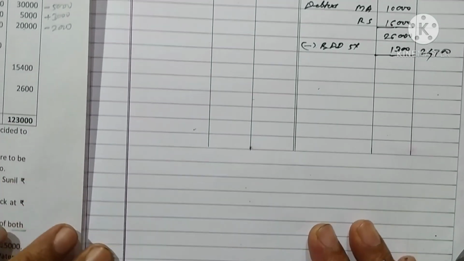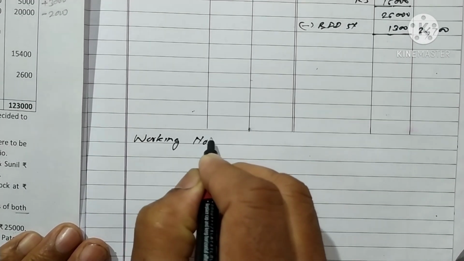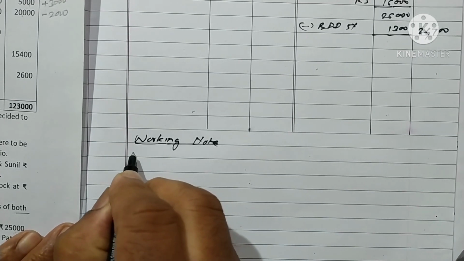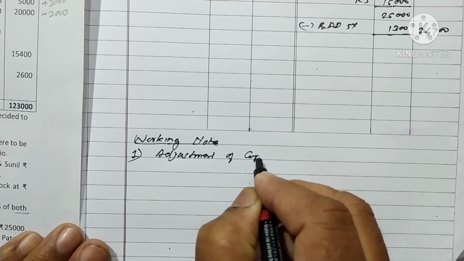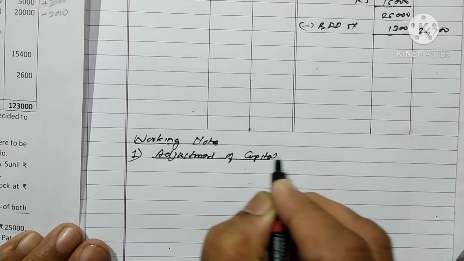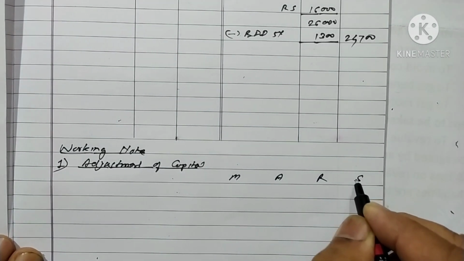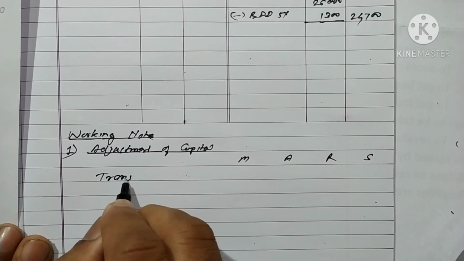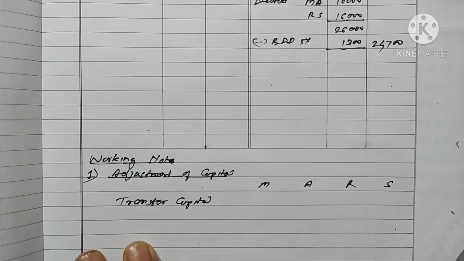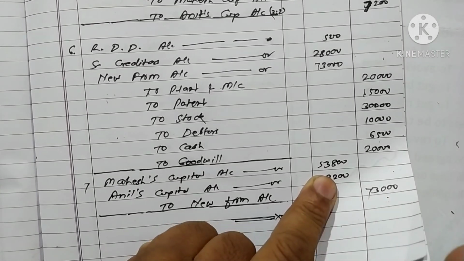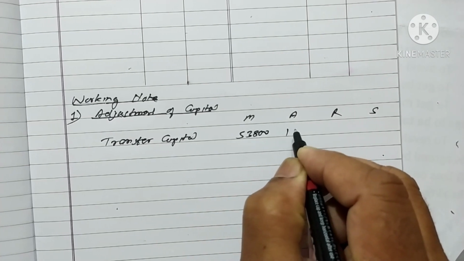We make the working note for adjustment of capital. The four partners: Mahesh, Anil, Rahul and Sunil. First we write transfer capital. Transfer capital of Mahesh is 53,800 and Anil 19,200.